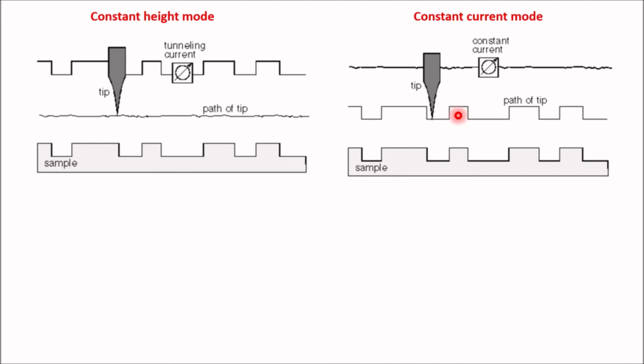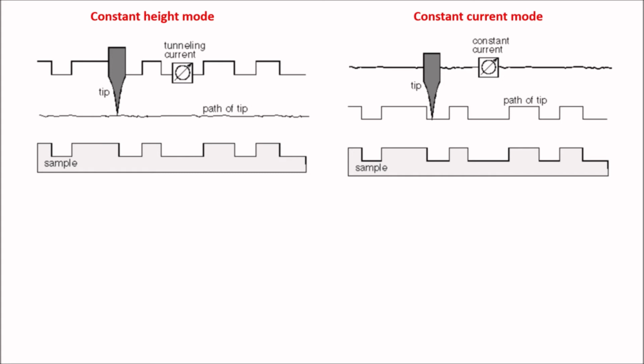In constant current mode, STM uses feedback to keep the tunneling current constant by adjusting the height of the scanner at each measurement point. For example, when the system detects an increase in tunneling current, it adjusts the voltage applied to the piezoelectric scanner to increase the distance between the tip and the sample. In constant current mode, the motion of the scanner constitutes the dataset. Each mode has advantages and disadvantages.